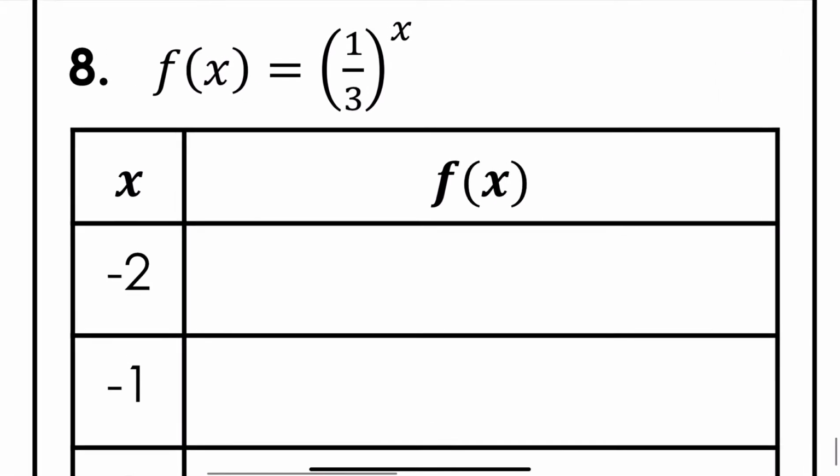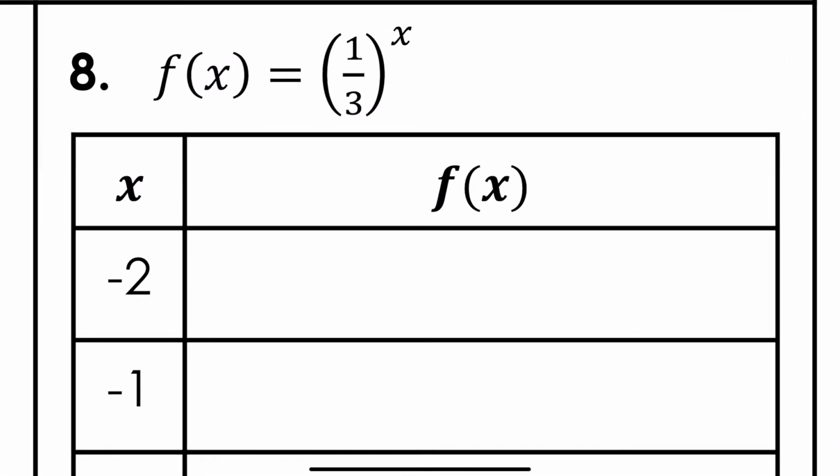So on number 8, I was showing the class how to do this on the calculator. I can't show you the calculator on here, but still follow with me here. I'm just going to use my calculator so that I don't have to do all of this work by hand, okay? So, let's figure out our table.